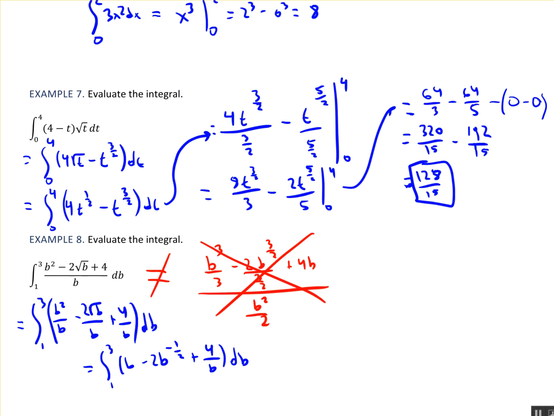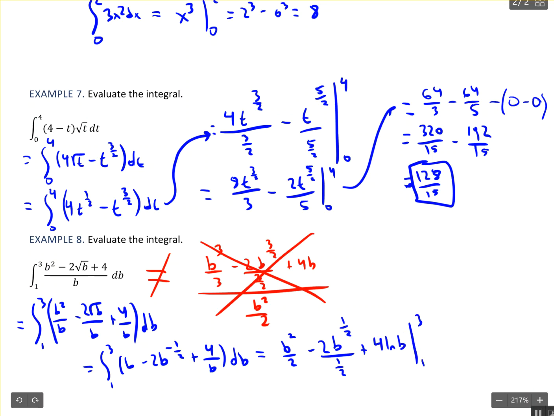If I think of that as 4b to the negative 1, our power rule doesn't work because we'd have 4b to the 0 over 0. So just remember, when it's just a plain old b or a plain old x or whatever variable we're using on the denominator, the antiderivative of that is the natural log. Now let's find the antiderivatives. The antiderivative of b is b squared over 2. For negative 2b to the negative 1/2, we add 1 to get b to the 1/2 divided by 1/2, plus 4 ln of b, from 1 to 3.